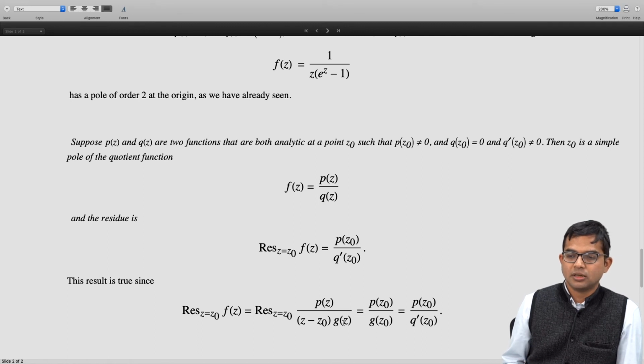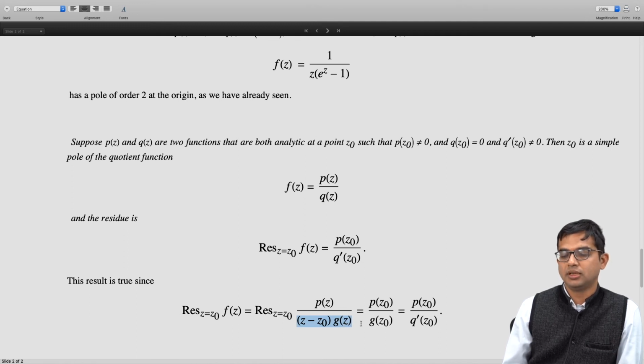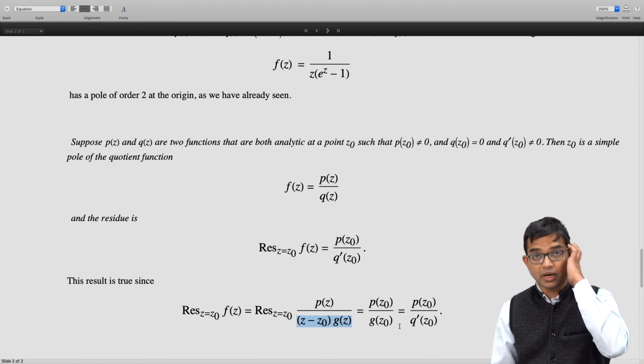The reason is because q prime of z naught is not 0. So that immediately means that you'll be able to write down the denominator as z minus z naught times g of z, and so now it's a matter of simply multiplying this function by z minus z naught, and then you just have to take the limit of z going to z naught, right? But g of z naught is actually nothing but q prime of z naught, right?